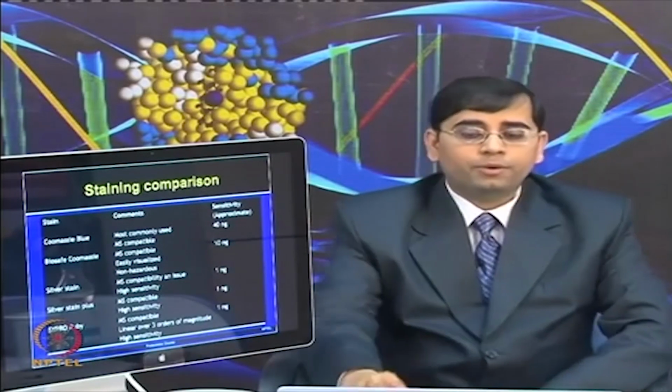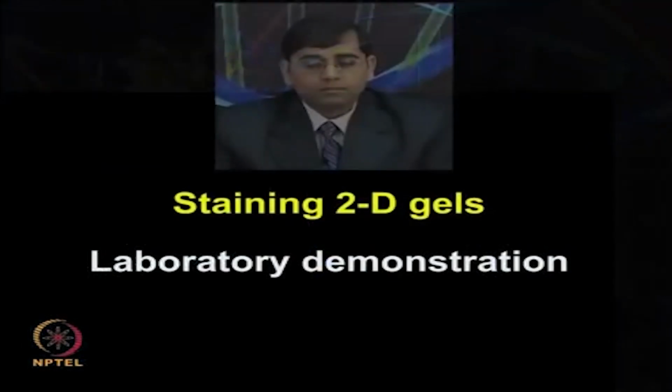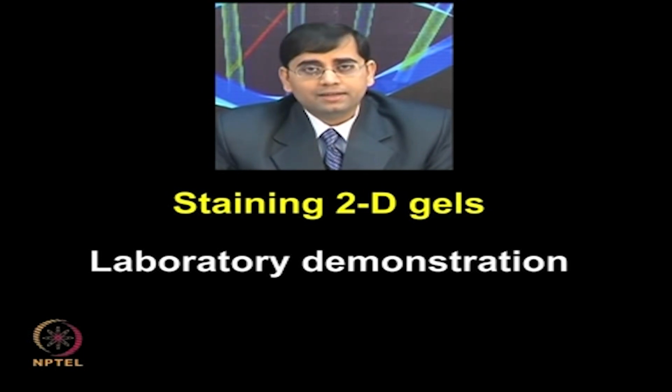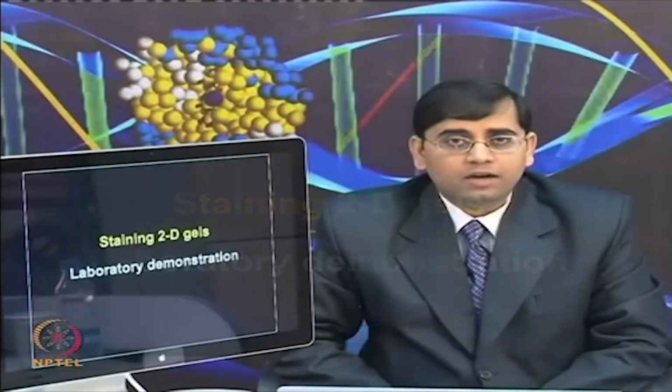Next, I will talk about laboratory demonstration of staining two-dimensional gels. So, in this video, I will show you how you can use Coomassie or silver stain to stain your 2D gel, and then what steps you need to perform to obtain this pattern, and finally, what type of image you can acquire after the staining.